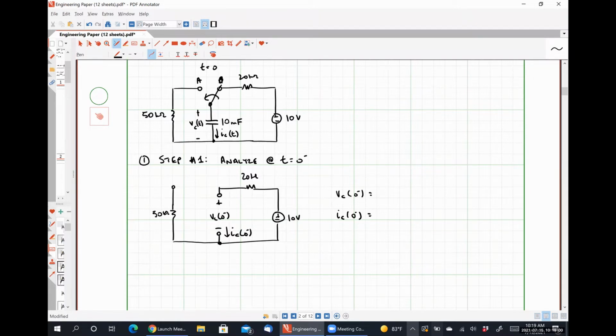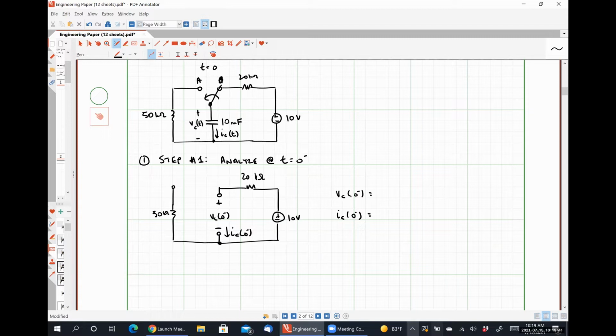Would the current flowing through the 20 ohm be the same thing as IC since they're connected in series? Absolutely. So what's the current flowing through the 20 kilo ohm resistor? 10 divided by 20. That'd be 0.5 milliamps. I disagree.